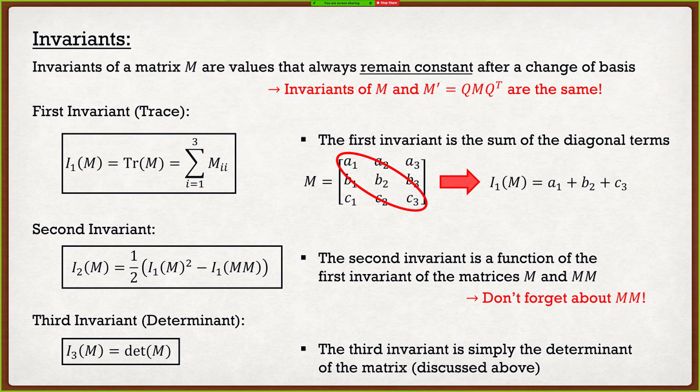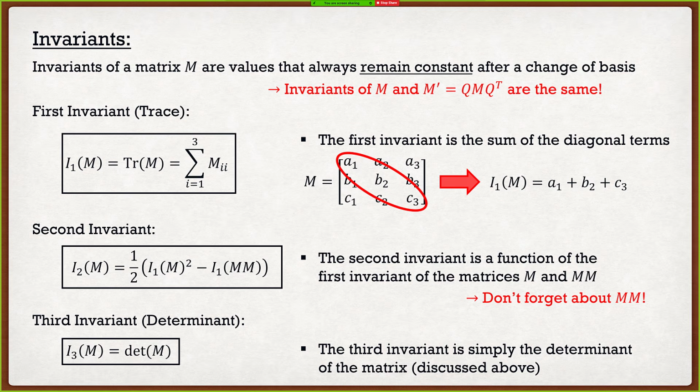The third invariant is, again, a little bit more complex computational wise, but it's something that you guys already know. The third invariant of a matrix is simply the determinant of that matrix. So we've already talked about how to calculate a determinant, but just know that that's also an invariant. So if I find the determinant of a matrix, and then I were to transform that matrix by a transformation matrix Q, well, the determinant of that matrix M prime is going to be the same as the original determinant. All right, so these are some of the operations that you guys can use.